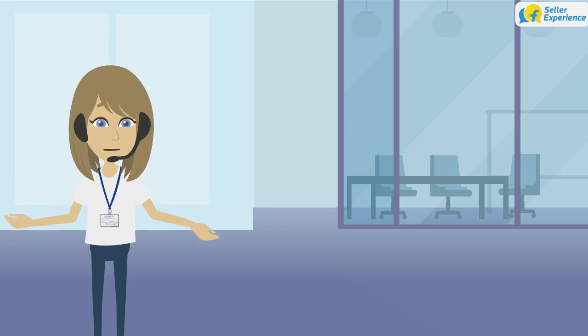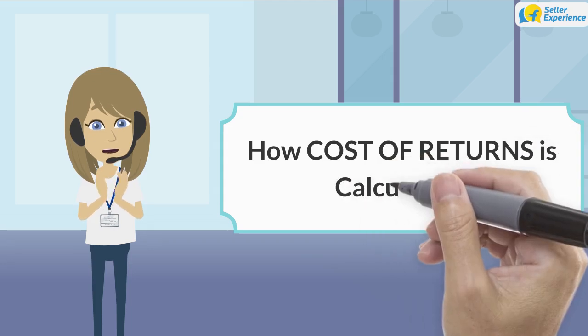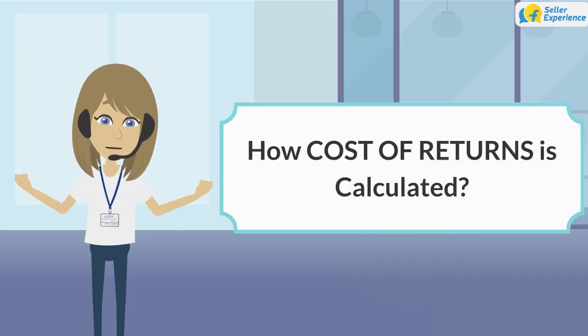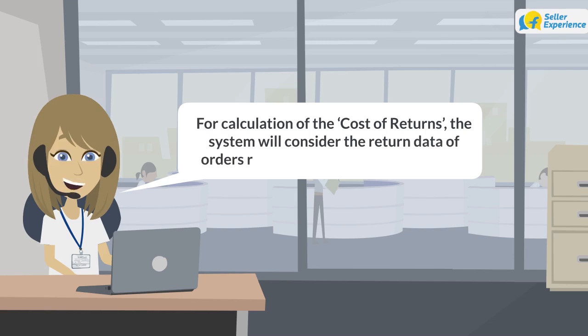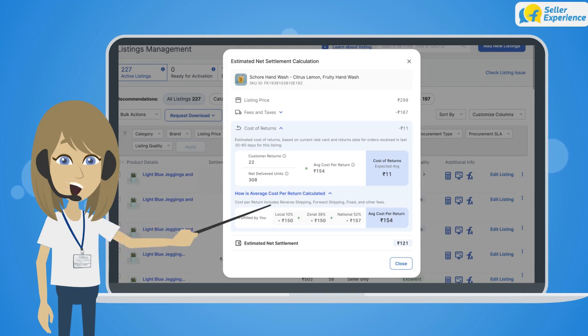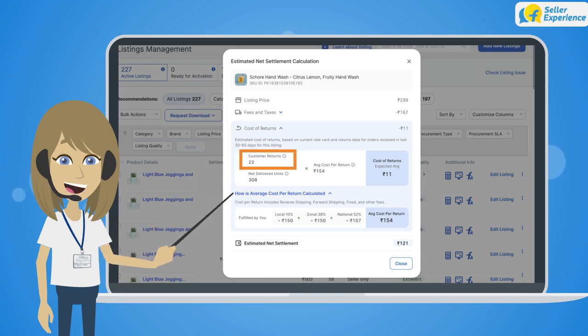Let's then move on to the important part of how your cost of returns is calculated. For calculation of the cost of returns, the system will consider the return data of orders received in the past 30 to 60 days. Next, the number of customer returned units is divided by the number of final delivered units during this duration and it's multiplied by the average cost per return.